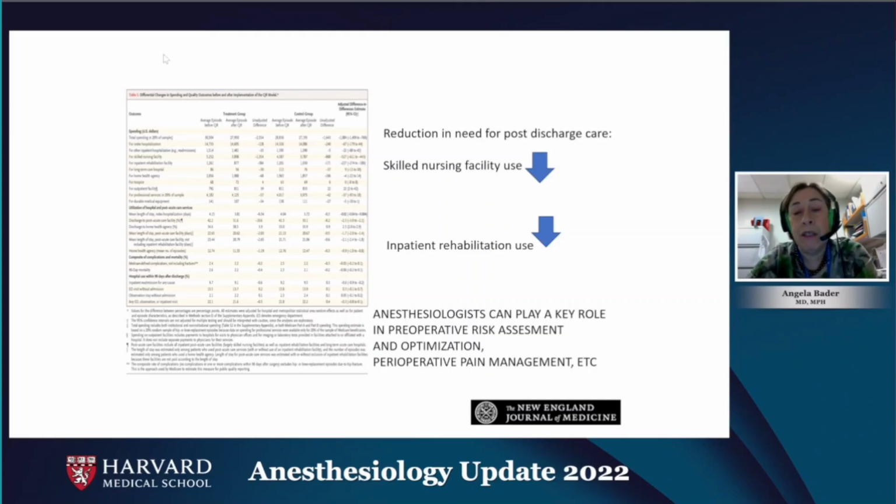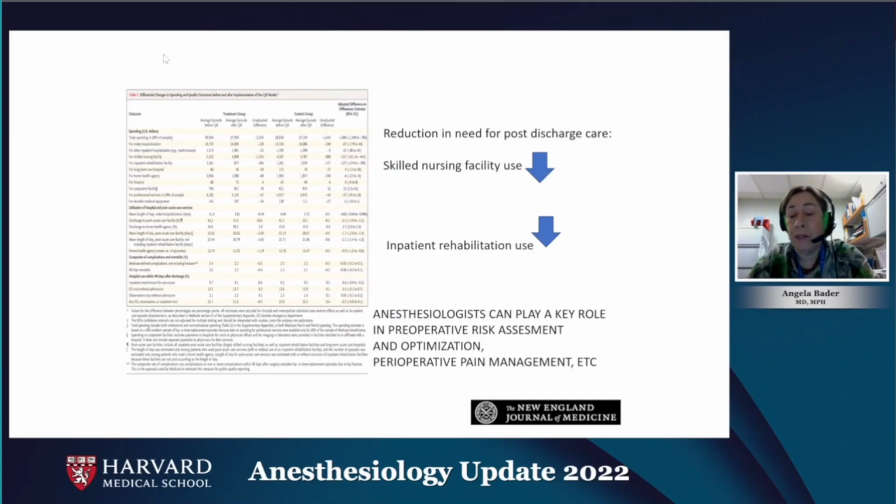There was a decrease in skilled nursing facility use and a decrease in inpatient rehab use, which accounted for a lot of the savings. As anesthesiologists, we can play a key role in these models by becoming a major part of optimization, pain management, preoperative risk management, and all of this can help contribute to the value of the care provided under these models.